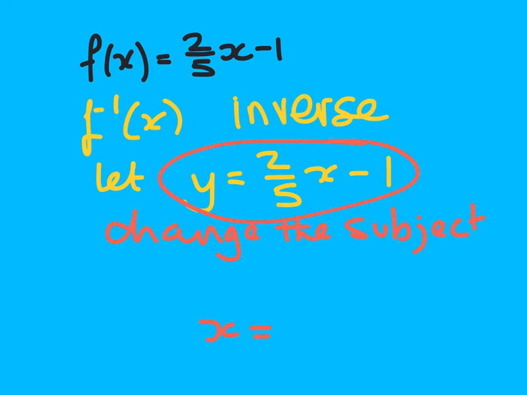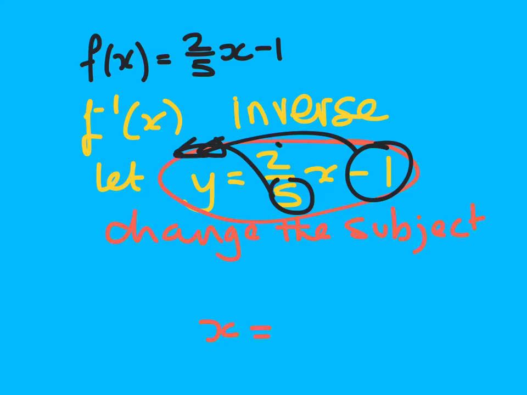So how am I going to do that? First thing is get the negative 1 over to this side, then get the 5 over to this side, then get the 2 over to this side, and eventually I'll have x equals. And remember, your final answer is written as the inverse function of x is, and we turn this formula here into x's.